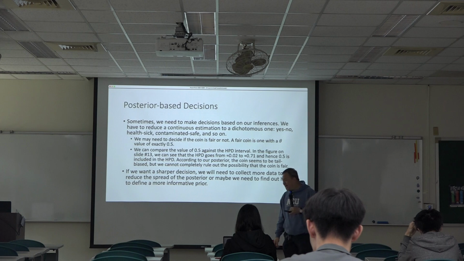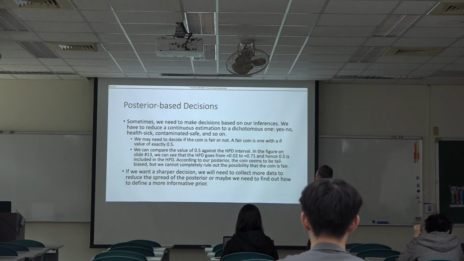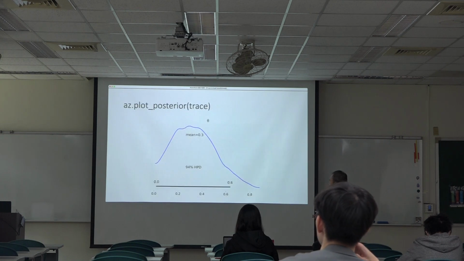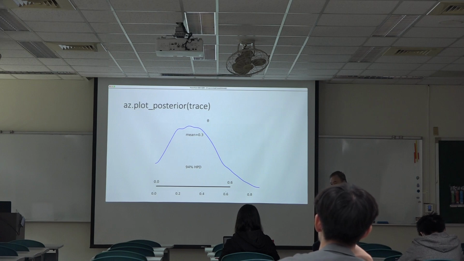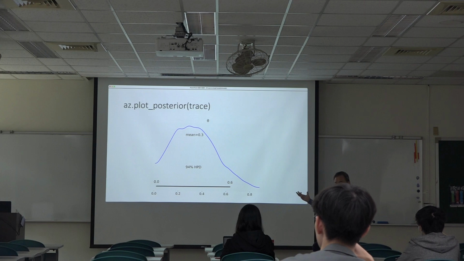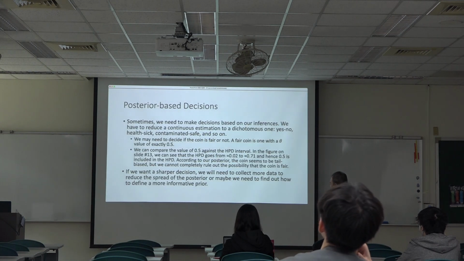So if that's the case, we could say that we cannot completely rule out the possibility that the coin is fair. Even though we know from this figure that its distribution is obviously biased toward the tail, because the 94% HPD includes 0.5, we cannot rule out the possibility that the coin is fair.